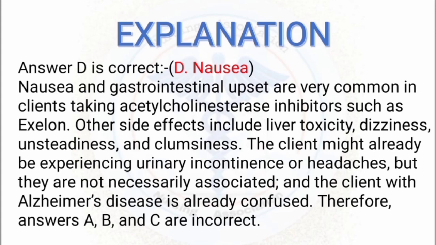So here we are prescribing Exelon for the client with Alzheimer's disease, and Exelon commonly causes nausea. So the correct option is option D, nausea.